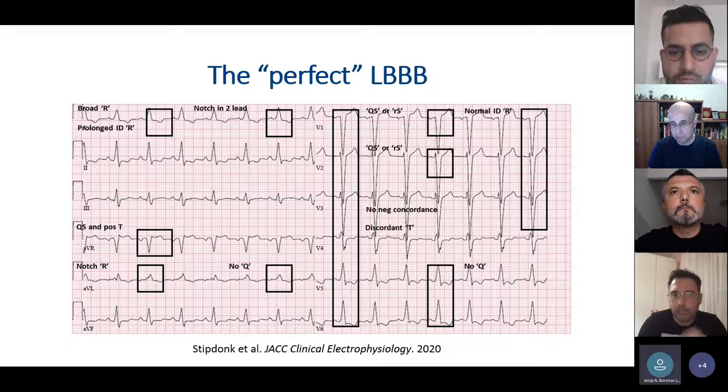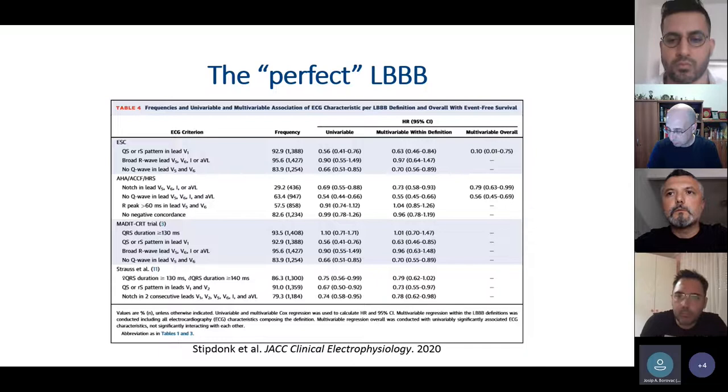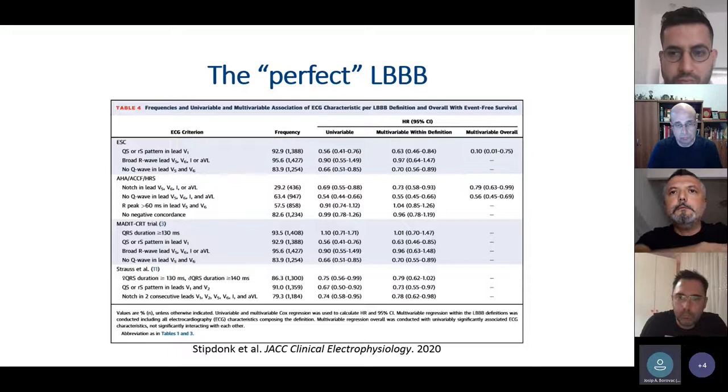There are many criteria by professional societies on how to define left bundle branch block. Some are by the European Society of Cardiology, which we use at my institution, the American Heart Association, and also one derived from the MADIT-CRT trial. And we also have what I already mentioned, Strauss criteria with these notches in consecutive or anatomically contiguous leads, at least two.